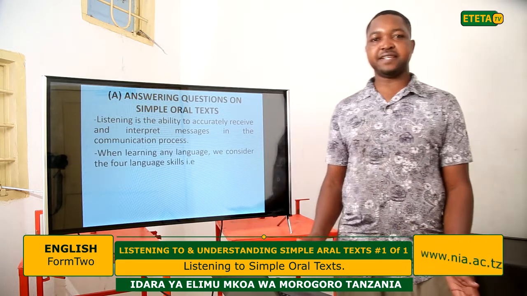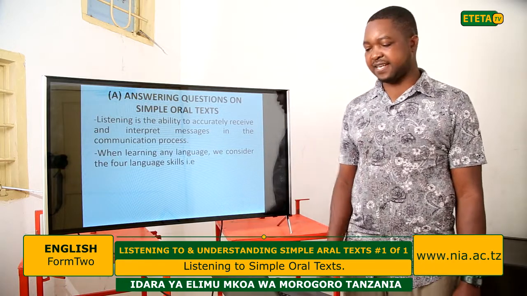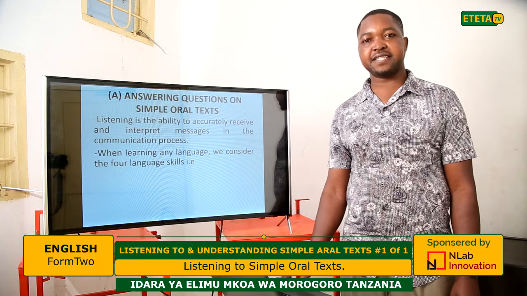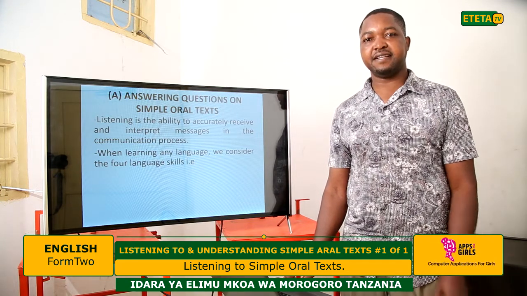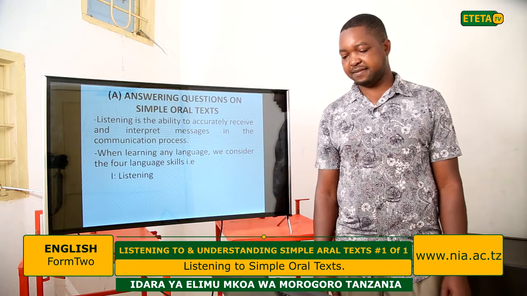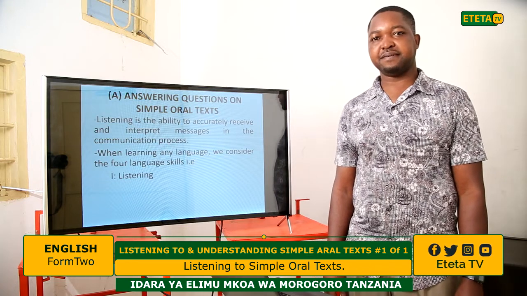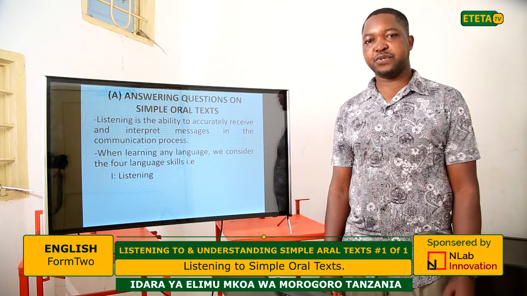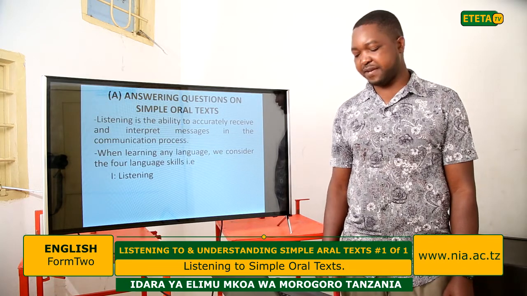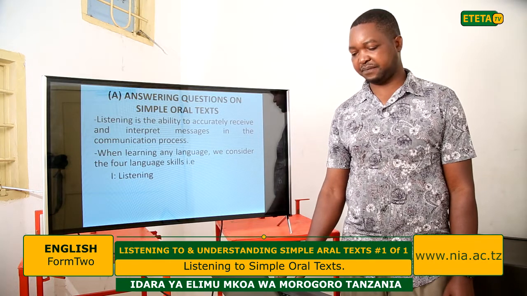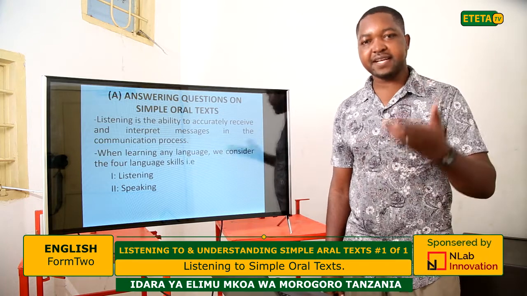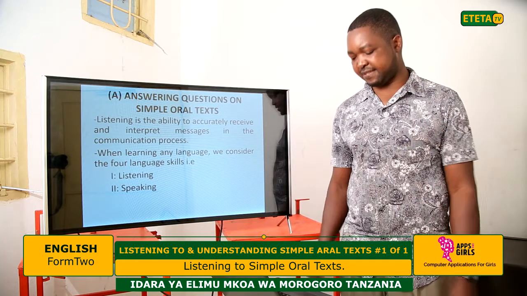So when we learn any language, not only English, even other languages, we consider the 4 language skills. The 4 language skills are found in different languages, English inclusive. The first language skill, which is very important to you as a learner to know, is listening. You have to be able to listen. The second skill is speaking. You have to speak the language. You have to utter the words.